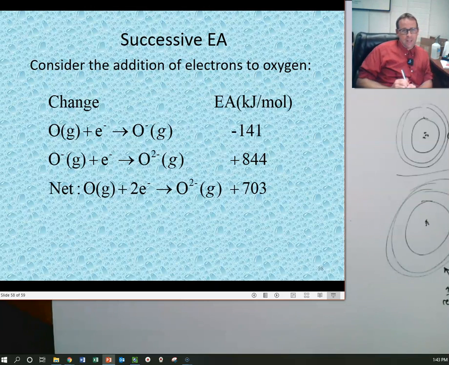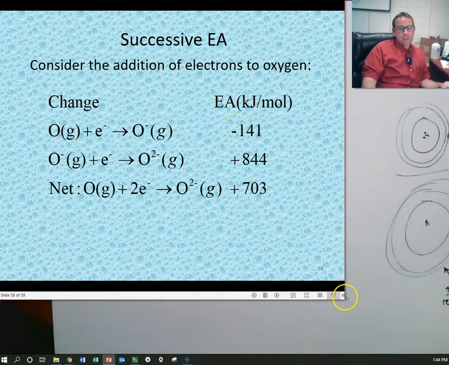So electron affinity energies then will come with either a negative sign or a positive sign. What does this negative sign mean here? Where are we at? James Oliver, what does this negative sign mean? Not that it's gaining energy, but that the system is losing energy, right?